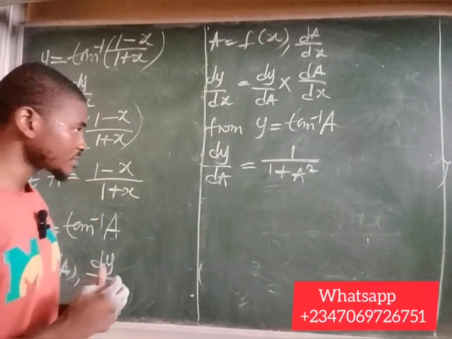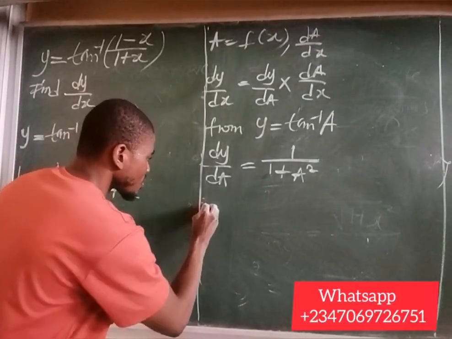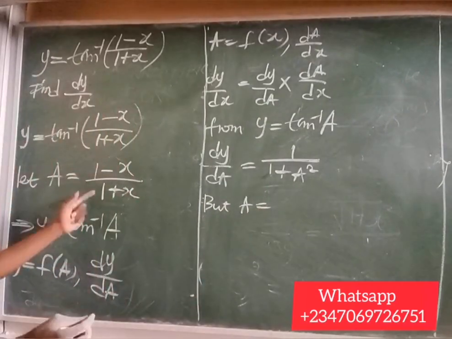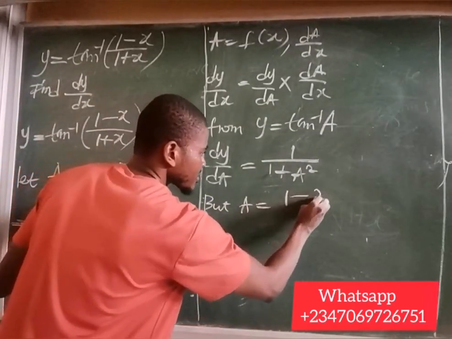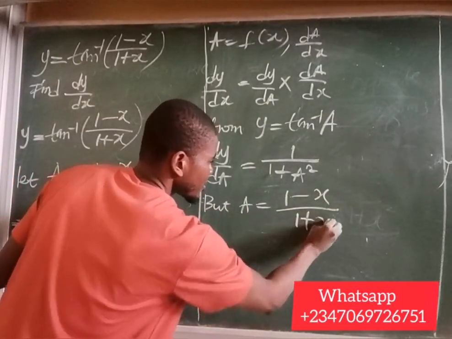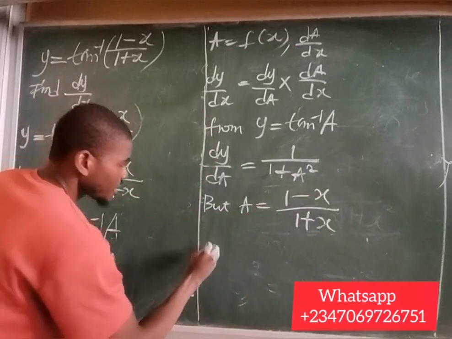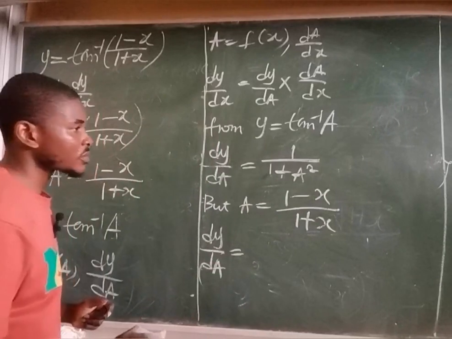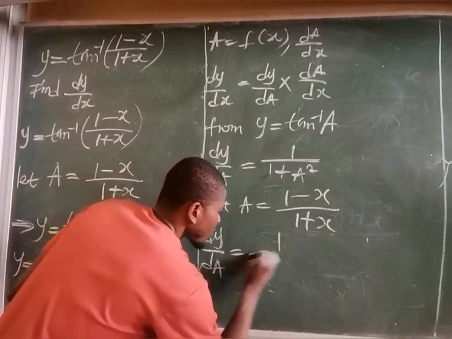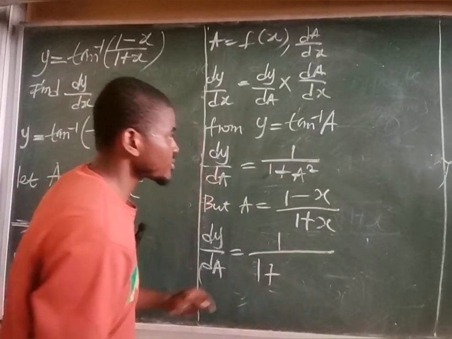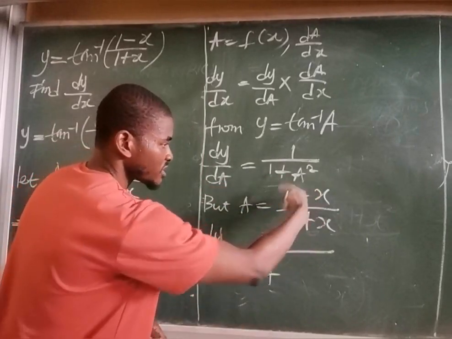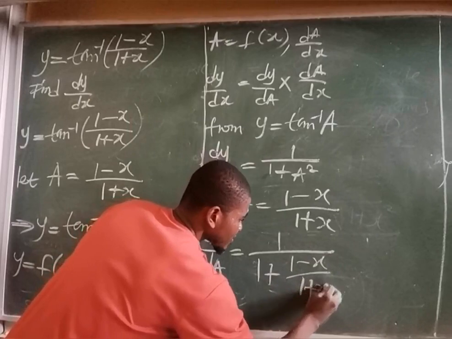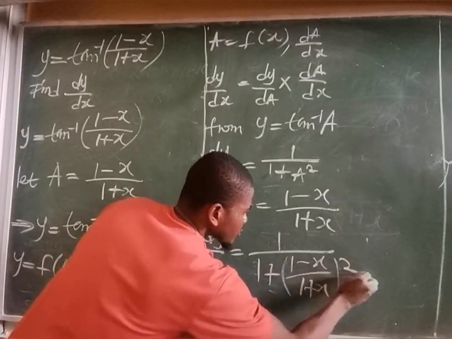But we recall that a is equal to, not forgetting, (1 minus x) all over (1 plus x). So in place of a squared, it means now that dy all over da is equal to 1 all over 1 plus, in place of a squared here, we'll simply put in the value of a, which becomes (1 minus x) all over (1 plus x), all squared.